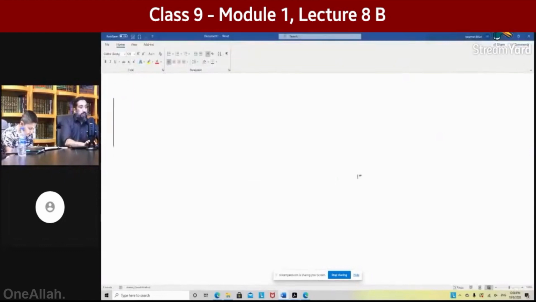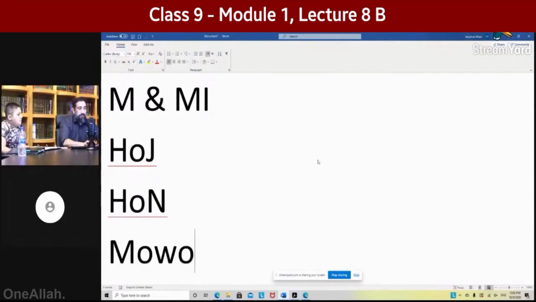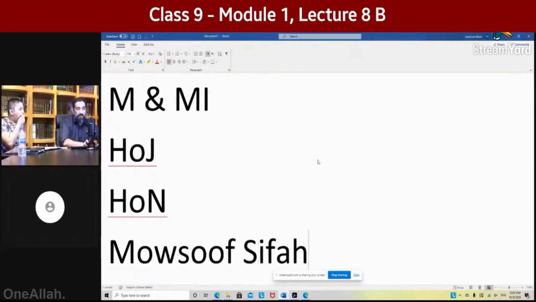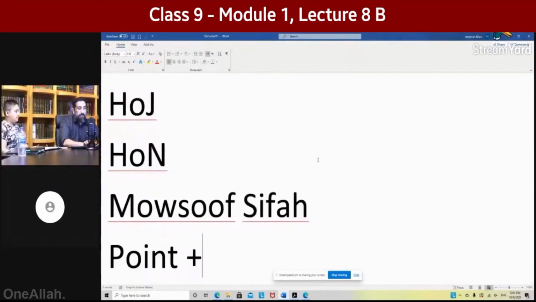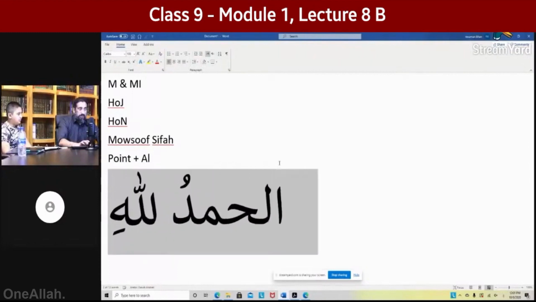Let's see. Okay. So there are 5 fragments. Let's list them first so you can understand what I'm getting at. There's mudaf and mudaf ilayh, right? There's harf of jar. There's harf of nasab. There is noun adjective, mawsuf sifa, where the 4 properties match, right? And then there is pointer with al. Then you get rid of the is, right? Now, what I'm saying is, by process of elimination, let's just focus on alhamdulillah. Because if you get this example, then other examples will be easier.